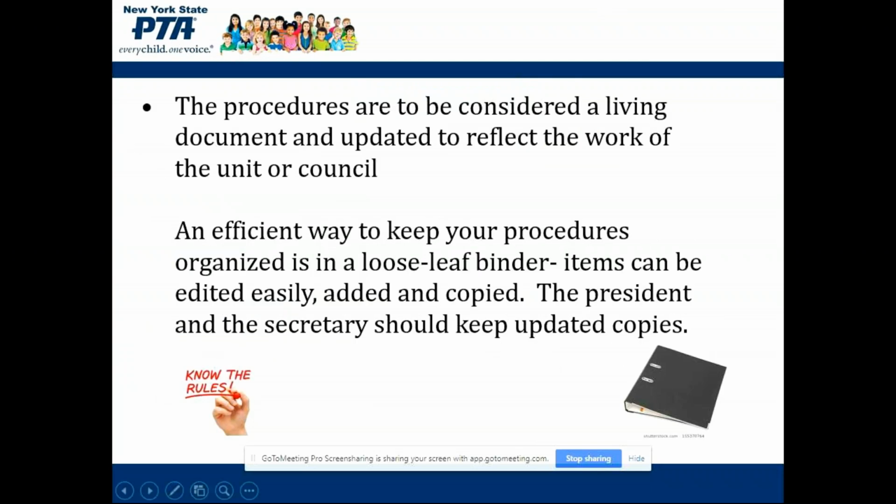The procedures are considered to be a living document and updated to reflect the work of the unit or council. And an efficient way to keep procedures organized is in a loose leaf binder. This way, items can be easily edited, added, or copied. The president and the secretary should keep updated copies.